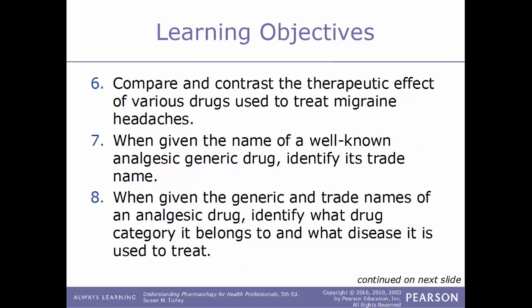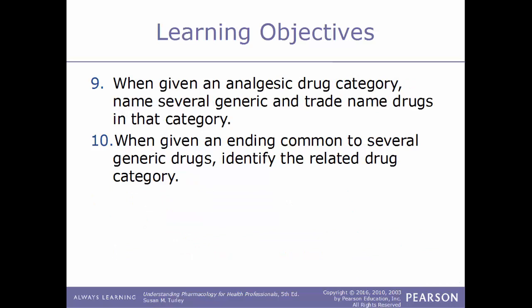When given the name of a well-known analgesic generic drug, identify its trade name. When given the generic and trade names of an analgesic drug, identify what drug category it belongs to, what disease it's used to treat. When given an analgesic drug category, name several generic and trade name drugs in that category. And lastly, when given an ending common to several generic drugs, identify the related drug category.